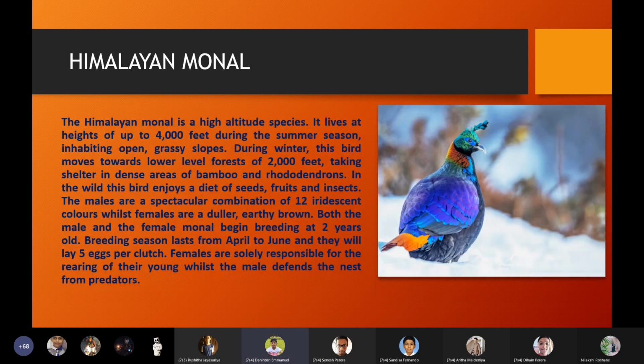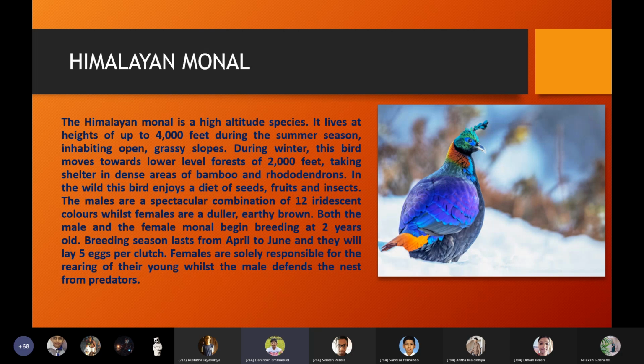The rank of the Himalayan top 5 most amazing animals, and the fourth is the Himalayan monarch. The Himalayan monarch is a high altitude species. It lives at a height of at least about 4,000 feet during the summer season, inhabiting open, grassy slopes. During winter, this bird moves towards the lower level forest of 2,000 feet, taking shelter in dense areas of bamboo and rhododendrons.